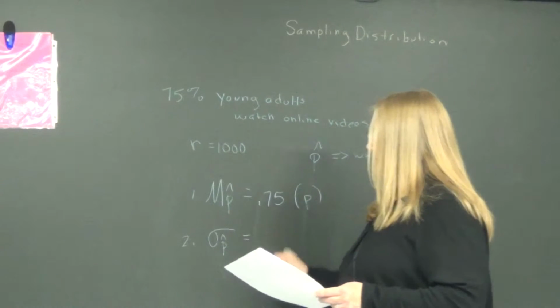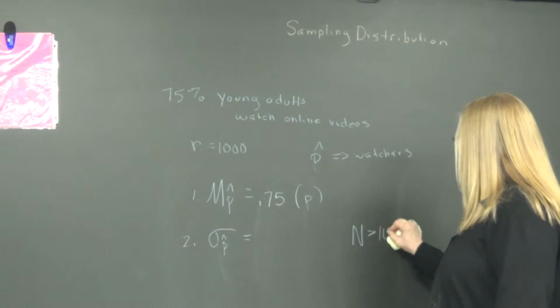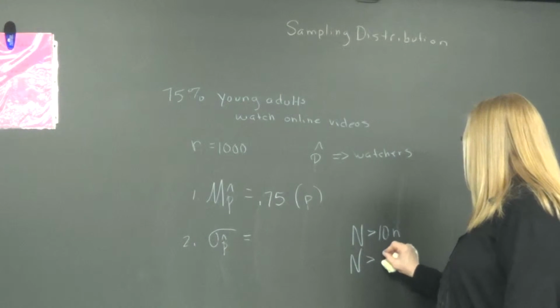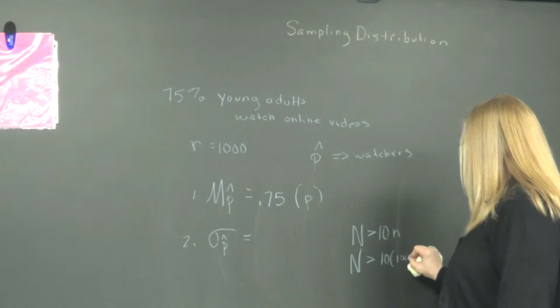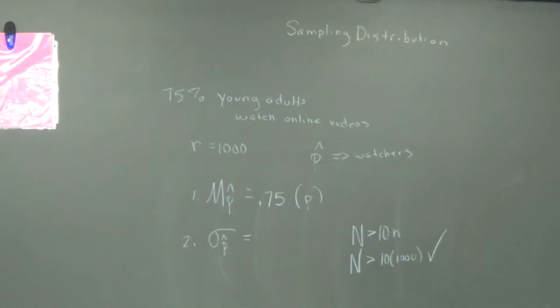So N, the number of young adults, is greater than 10 times 1,000. Check. There are more than 10,000 young adults. There are millions of young adults.